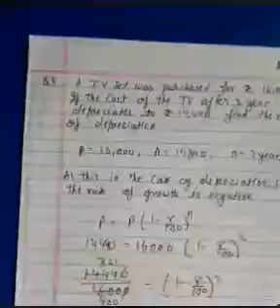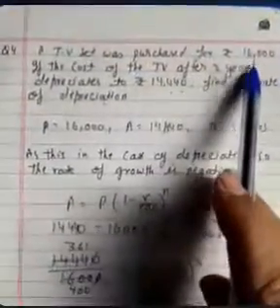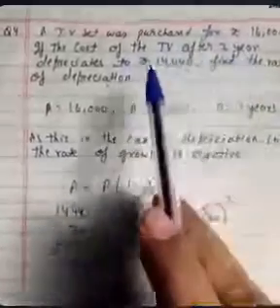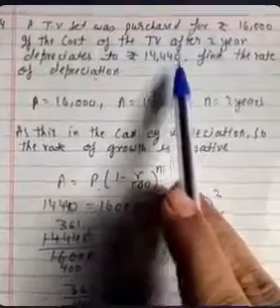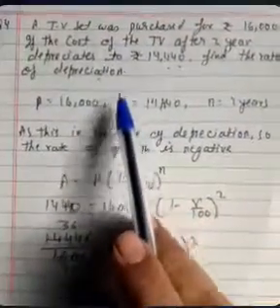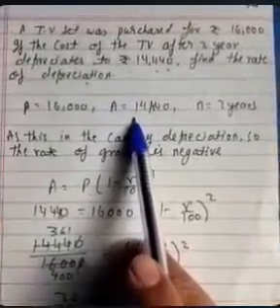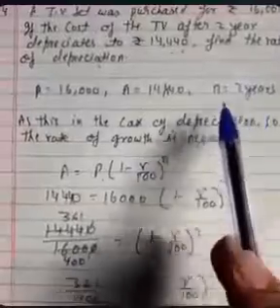The present value of the car is 6,86,375. Question number 4. A TV set was purchased for rupees 16,000. If the cost of the TV after 2 years depreciates to rupees 14,440, find the rate of depreciation. Principal is 16,000. Amount is 14,440. N is equal to 2 years.